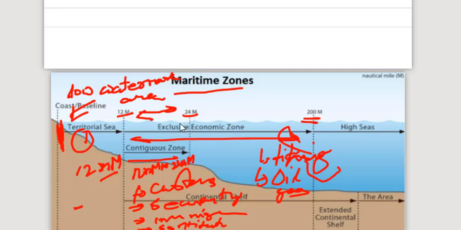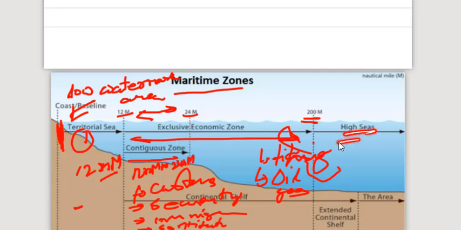You have seen in movies that some criminals try to escape from the Indian maritime boundary. Till what distance do they have to escape? They have to escape till the contiguous zone. Till this point, India has the right to enforce laws.